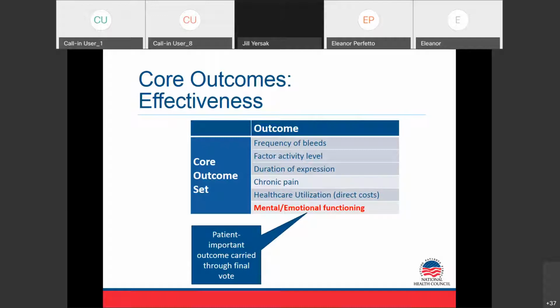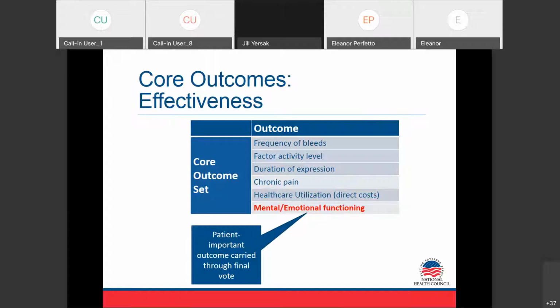And then finally, I want to point out that emotional, mental functioning outcome that patients thought was so important. In the meeting, they convinced the rest of the group that this was indeed very important. And in the final vote, even though we dropped that safety net criterion, the group included this in the core set because the patients convinced them that this was really important.